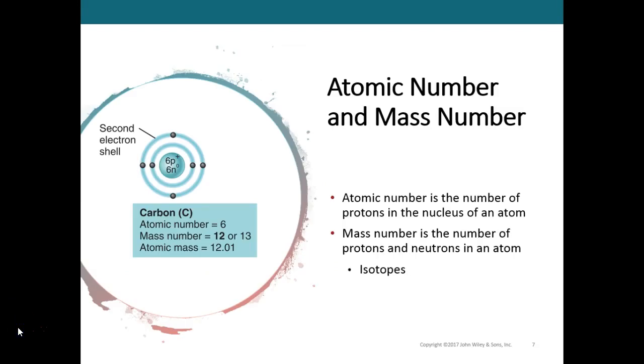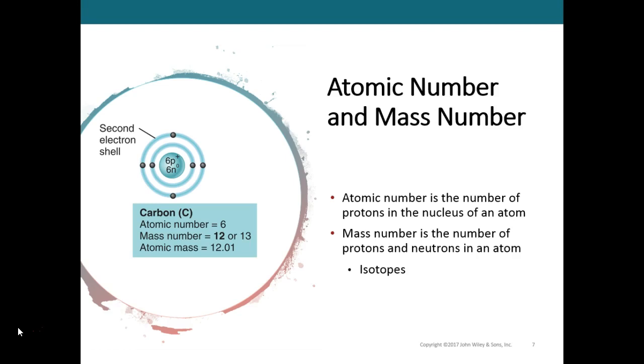The number of protons in the nucleus of an atom is the atom's atomic number. Atoms of different elements have different atomic numbers because they have different numbers of protons. For example, you see here an atom of carbon. Carbon has 6 protons in the nucleus, so its atomic number is 6.